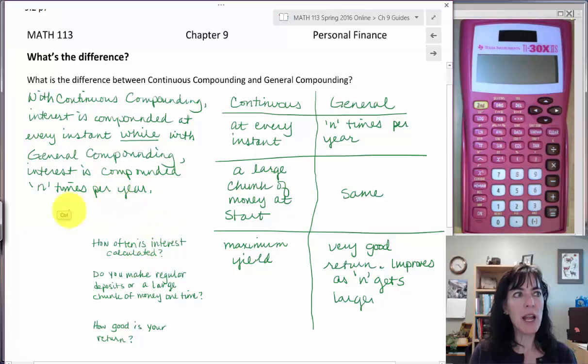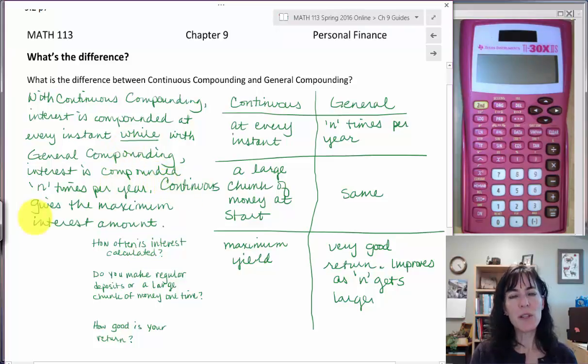And I can add a sentence on the end saying that continuous gives the maximum interest amount. And there's a very good explanation of the difference between the two formulas.